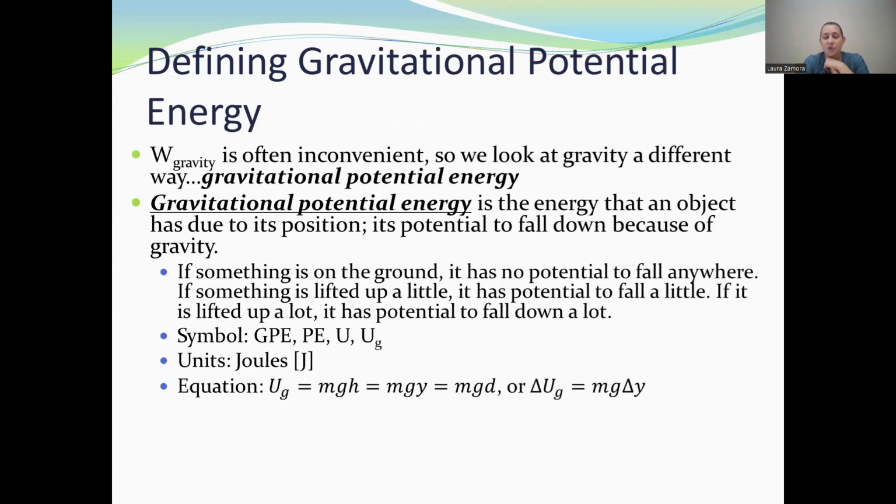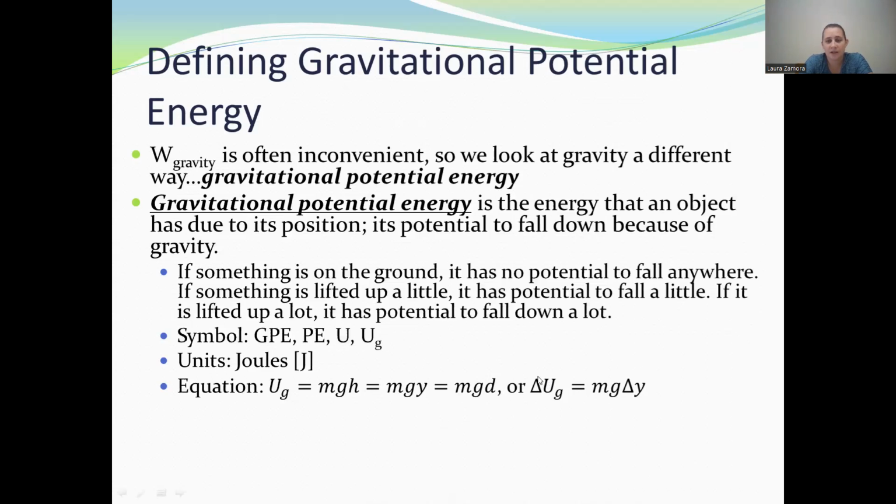The unit is joules again, because it's an energy. And the equation is mass times g times the height above our reference point, or distance from the reference point. So you could see it written as mgh or mgy or mgd, right? Why? Simply because we're only concerned with the vertical component of this, not the horizontal, because gravity doesn't pull things horizontally, it pulls things vertically. And that d is just, again, displacement like we had seen before.